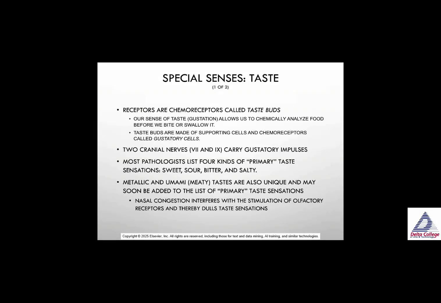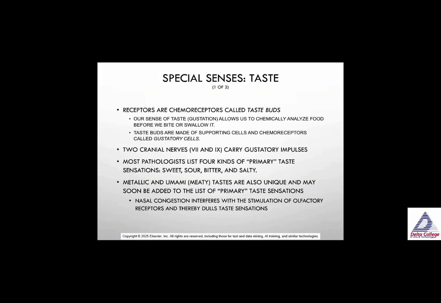Now let's talk about taste. Remember, taste is a special sense, just like vision and hearing. So receptors are chemoreceptors called taste buds. Our sense of taste, or gustation, allows us to chemically analyze food before we bite or swallow it. Taste buds are made of supporting cells and chemoreceptors called gustatory cells. There are two cranial nerves, 7 and 9, that carry gustatory impulses.